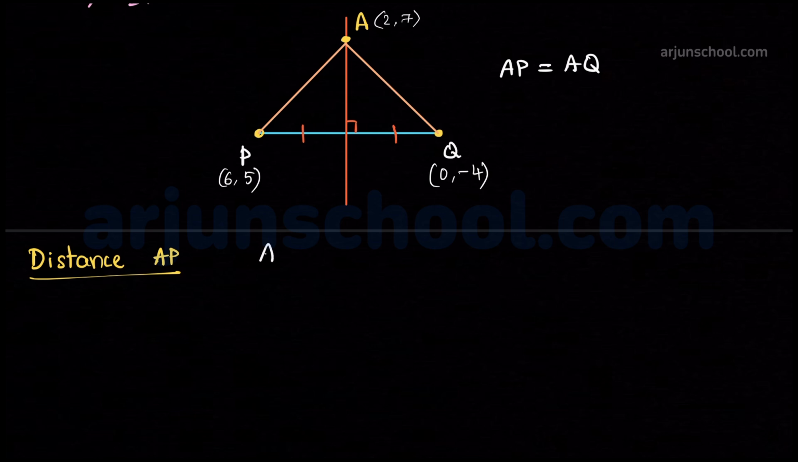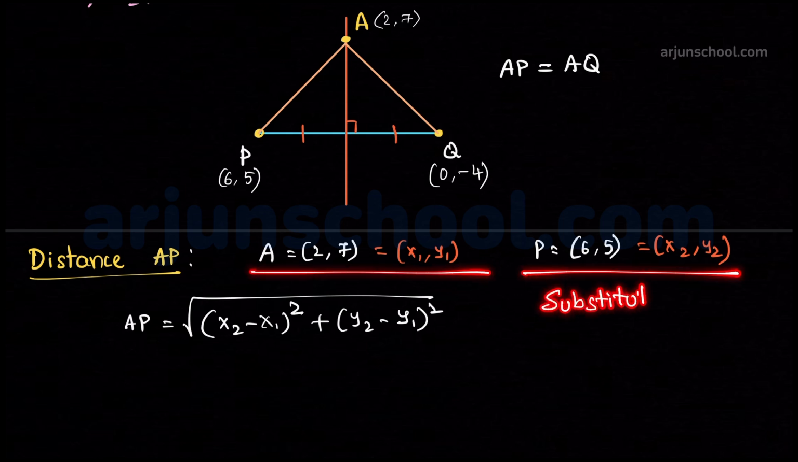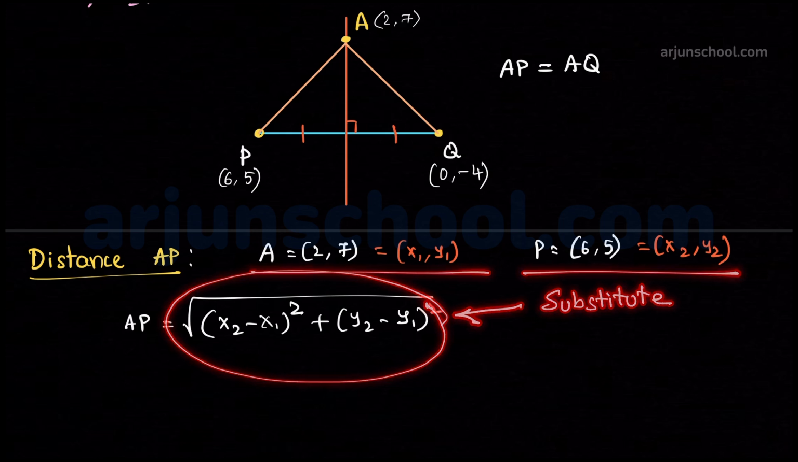Distance AP. Let us take the 2 points A and P, and consider the first point A as (x1, y1) and point P as (x2, y2). And what is the formula to find the distance between these 2 points? Root over (x2 minus x1) whole square plus (y2 minus y1) whole square. Substitute the points A and P in the distance formula.